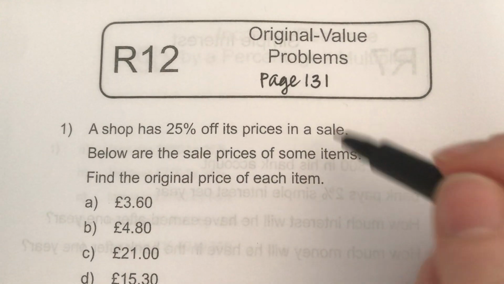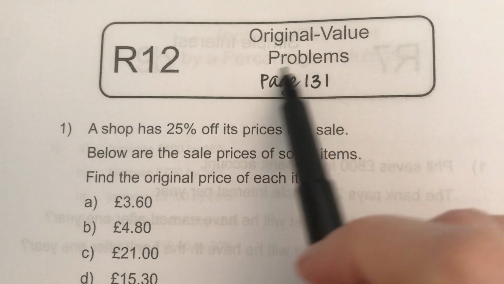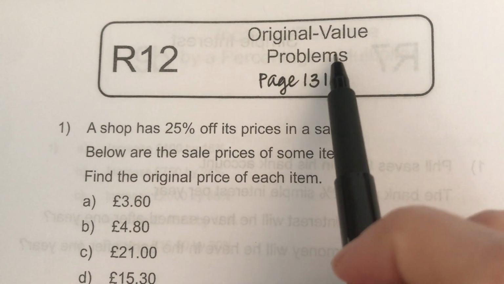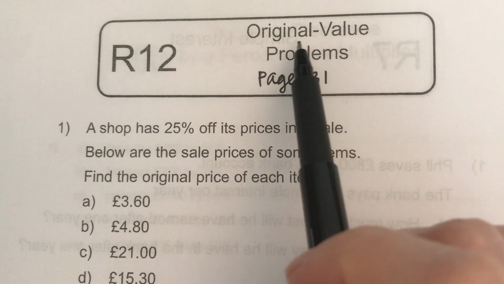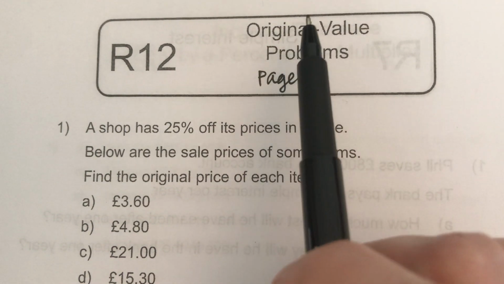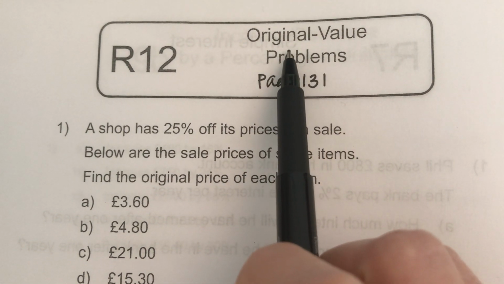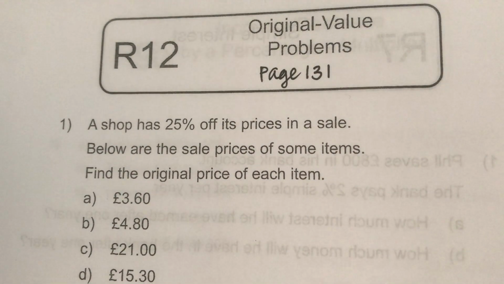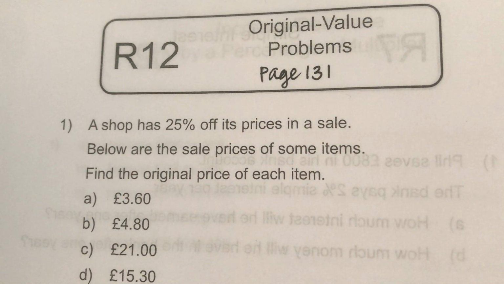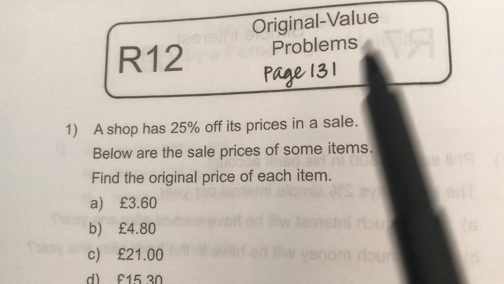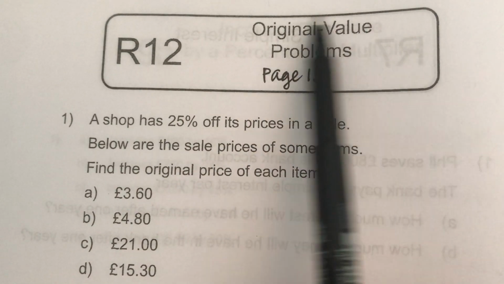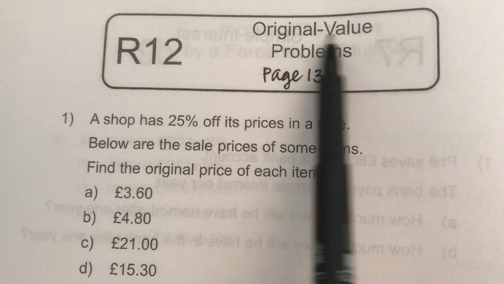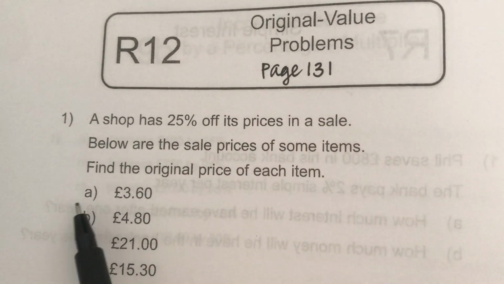All right, so this is page 131 from our booklet, Original Value Problems. The reason this is called original value is because we're actually going to be working backwards from what we had been doing with the simple interest problems, or those percent increase or percent decrease problems. We'll be given the end result or the answer, and we'll be asked to find the original amount that they're talking about.